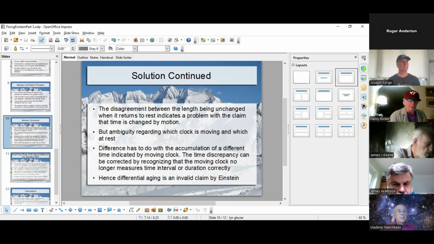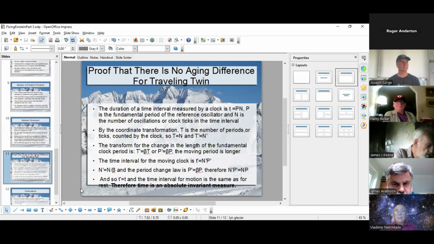Okay, so, right. Now, do you want the proof of this? Well, we'll go through it a little bit here. The duration of a time interval measured by the clock is, well, we'll call it T, and we'll say that T is equal to P, the period of a tick, times the number of ticks. P is the fundamental period of the reference oscillator, and N is the number of oscillations or clock ticks.